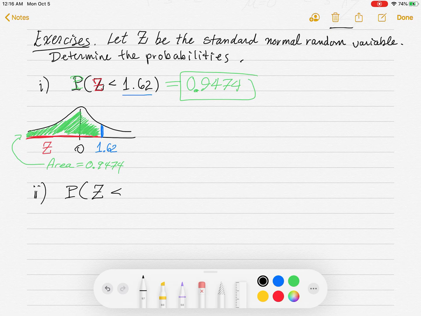Okay, let's do number 2. What's the probability of getting a random z-score less than minus 0.73? Let me draw a picture to represent that. We're dealing with our standard normal distribution, the z distribution. It's bell-shaped, and at the center is 0. Now where's negative 0.73? Negative 0.73 is here to the left of 0. It's a negative z-score.